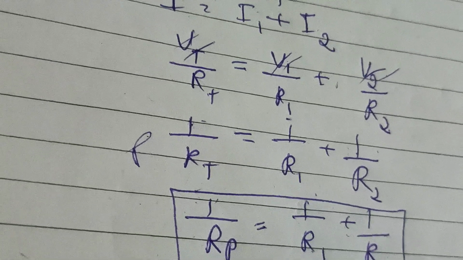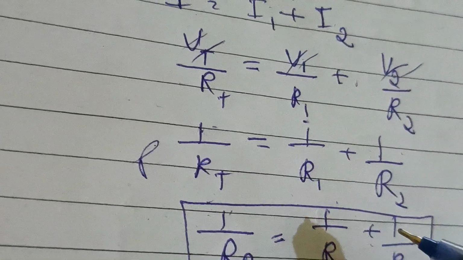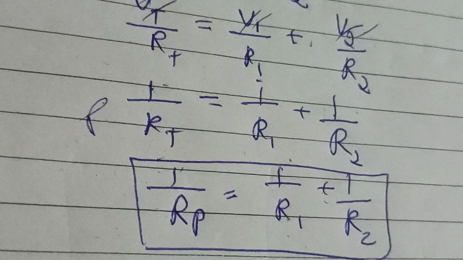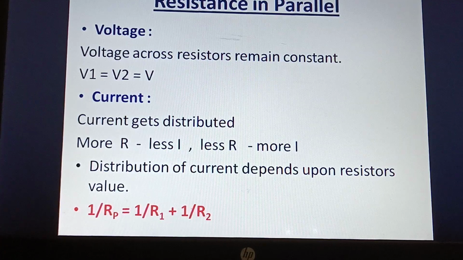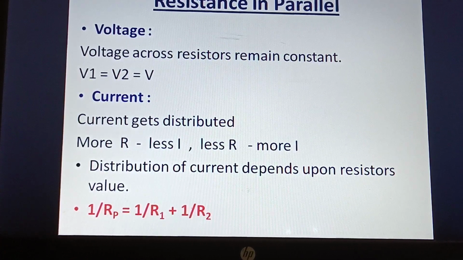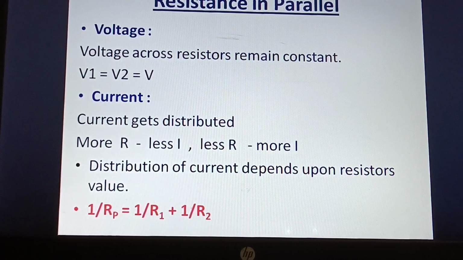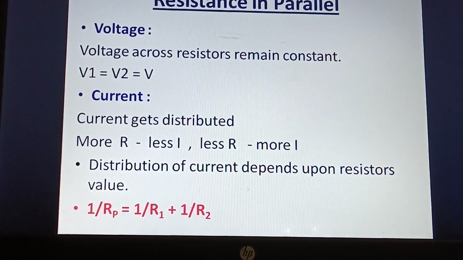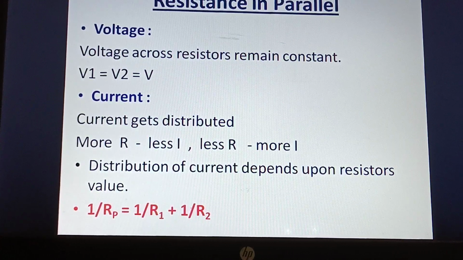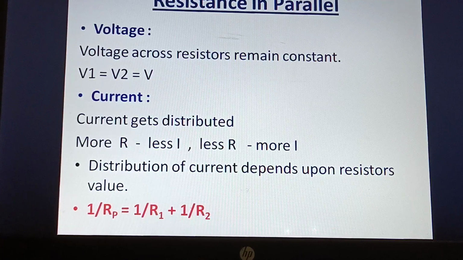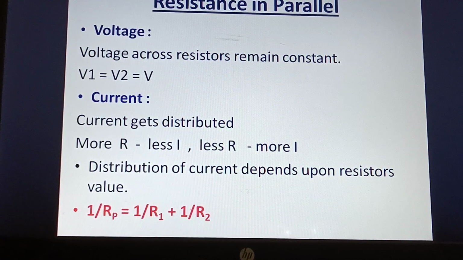They ask in the exam for the derivation of the resistance in parallel or even the resistance in series. So remember, for resistance in parallel, the voltage across the resistors remains constant, that is V1 equal to V2 equal to V, whereas the current gets distributed. So more resistance, less current; less resistance, more current. So the distribution of current depends upon the resistor's value, as I said. So what is the formula for resistance in parallel? 1 by Rp equal to 1 by R1 plus 1 by R2.